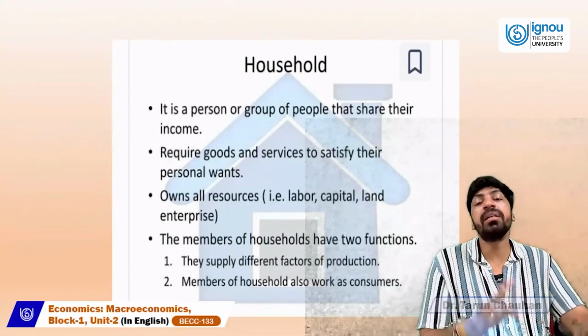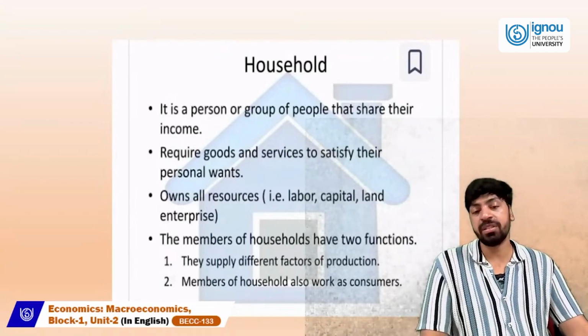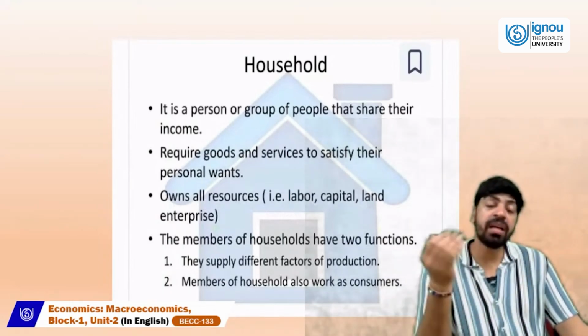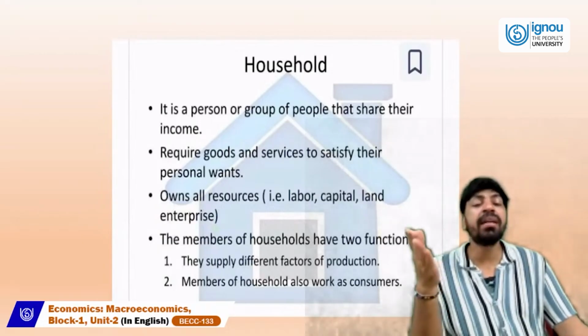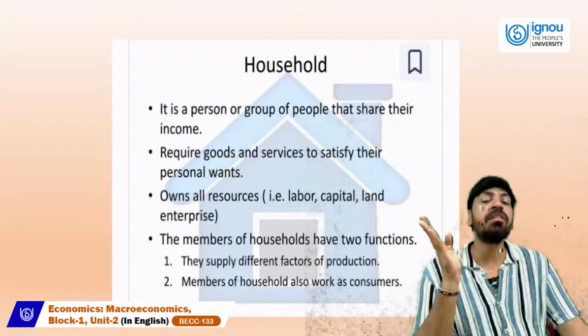So the consumers are turned into households. And the members of the households have two main functions. They supply different factors of production, and the members of the household also work as consumers. So these are the two main functions: the household supplies different factors of production, that is land, labor, capital, and this particular concept will help us understand these four models, where the household is one of the major parts.